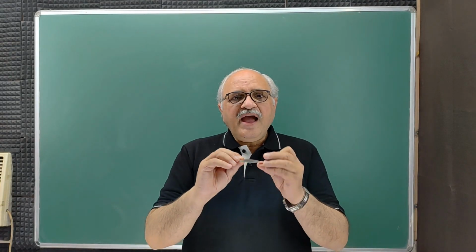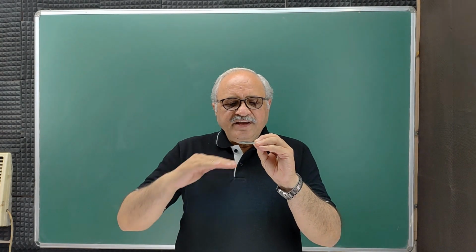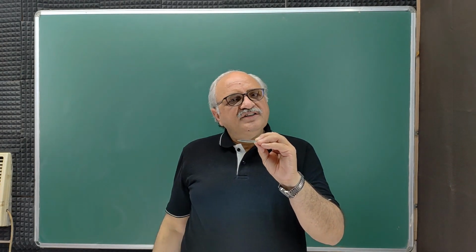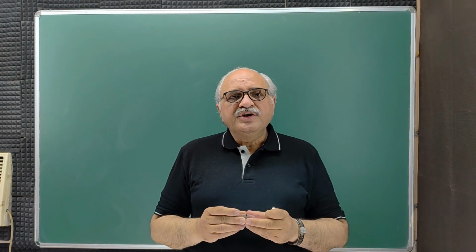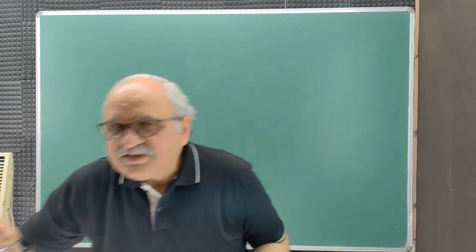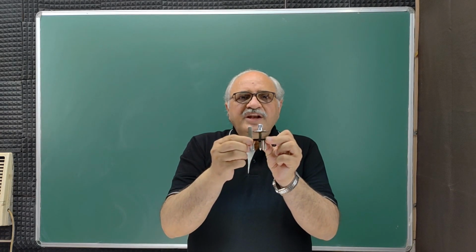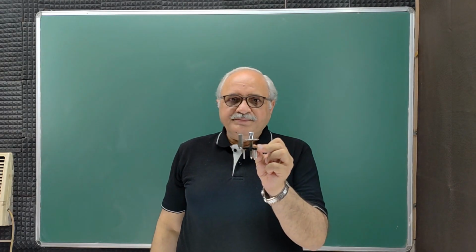Say for example, I have this lens with me, which is a plano-convex lens. The lower surface is plane and the upper surface is a spherical one. If I want to know the radius of curvature, we use an instrument which we call the spherometer, and this is a spherometer. So let's first of all try to understand what the parts of this spherometer are.